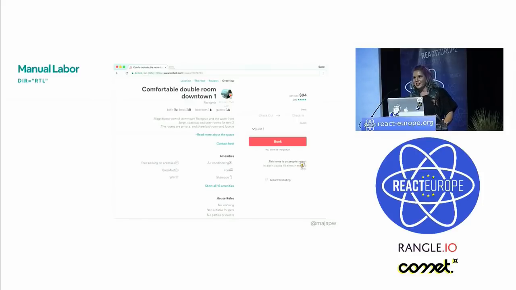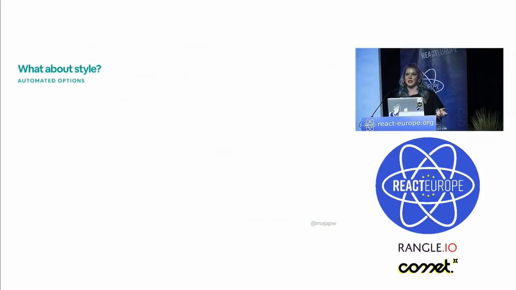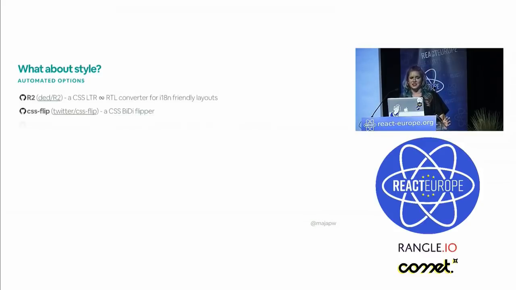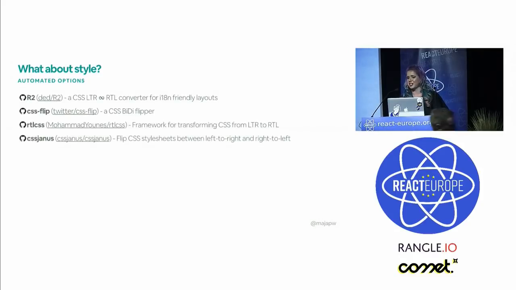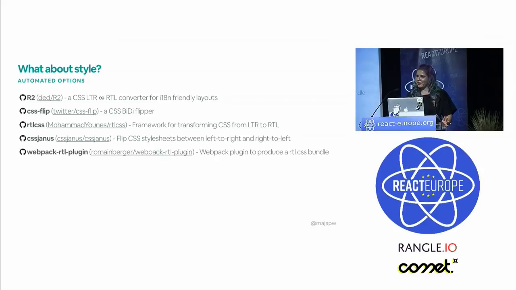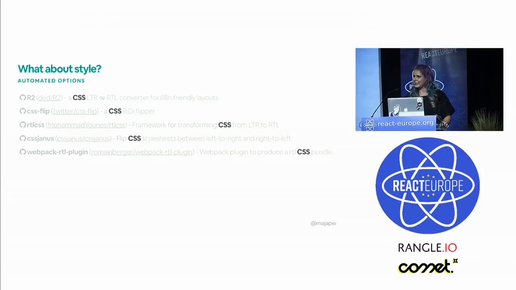So we started investigating some automated style flipping options out there. And there's a lot. There's R2, there's CSS flip, RTL CSS, CSS-JS, there's even a Webpack plugin. But unfortunately for us, these all came with one major caveat. They all worked for CSS style sheets.